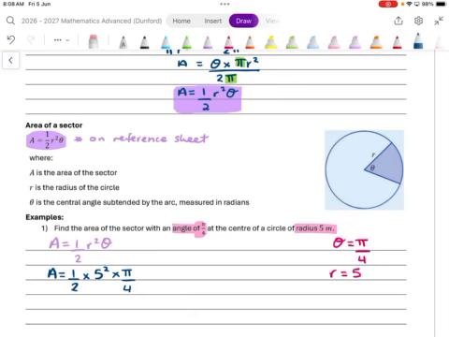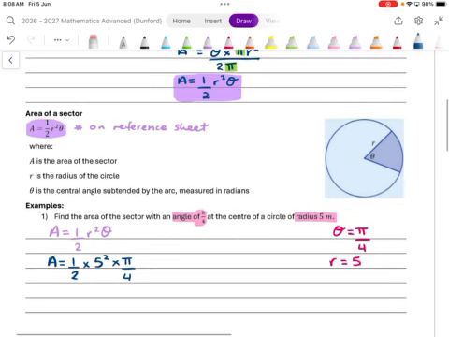So we'll have A equals a half times 5 squared times pi on 4. Now, generally we want to leave it as an exact answer. So if you have the new calculator, the FX 8200, you would just put this all into your calculator, including the pi, and it would give you the answer of A equals 25 pi on 8, and our units are meters squared.